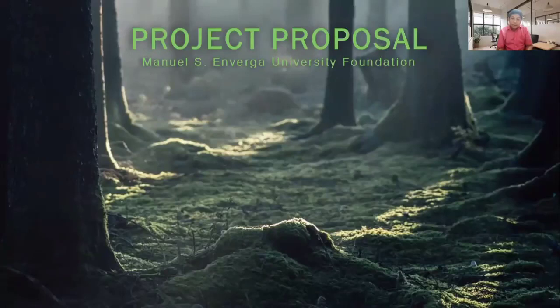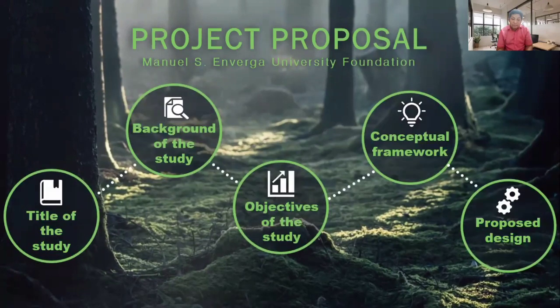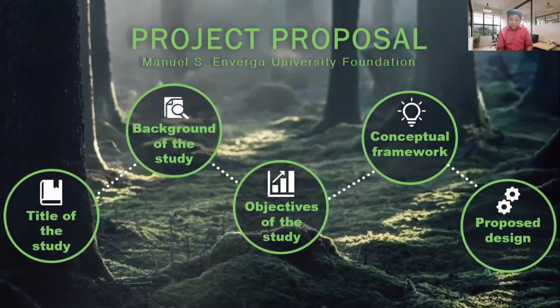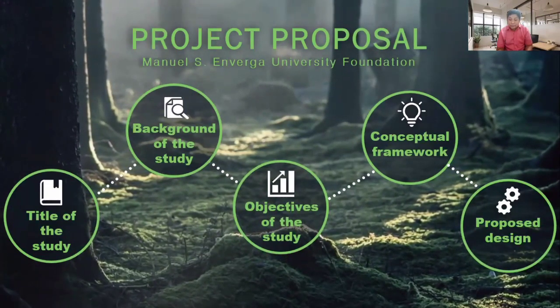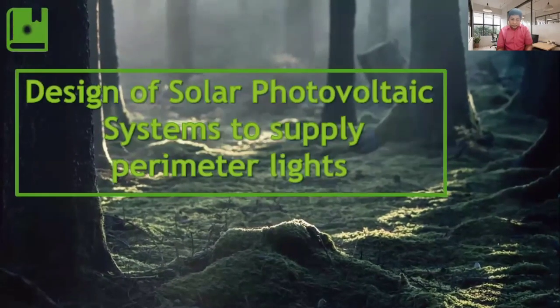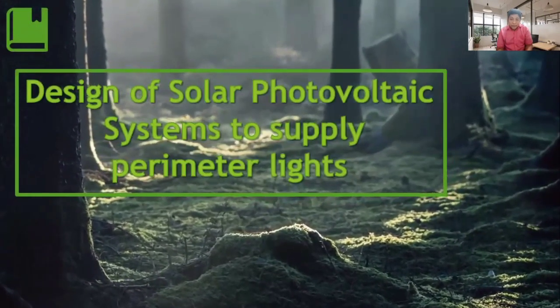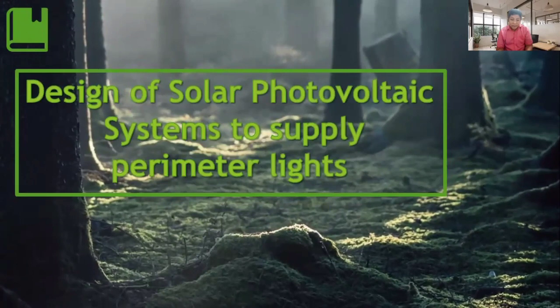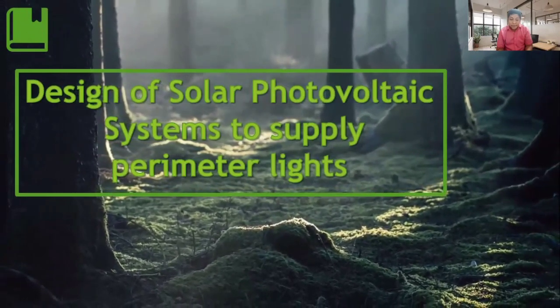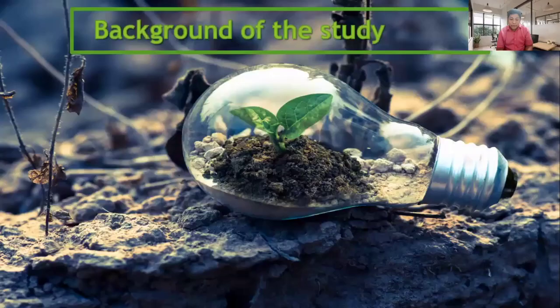For the flow of our presentation, we have the following: the title, background of the study, objectives, conceptual framework, and the proposed design. On the title, we have the design of a solar photovoltaic system to supply perimeter lights by yours truly.